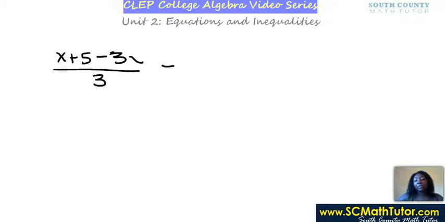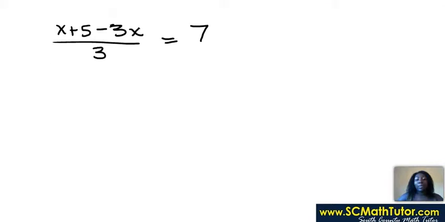Now let's do something a little bit more challenging. Let's say we had x plus 5 minus 3x, all divided by 3, is equal to 7. So you want to do this problem, but you're looking at it and you're like, oh my god, what am I going to do? As you can see, what makes this problem complicated? Your answer is probably, what's with the dividing everything by 3?